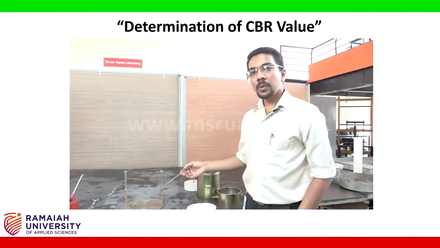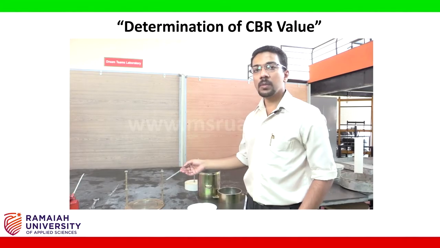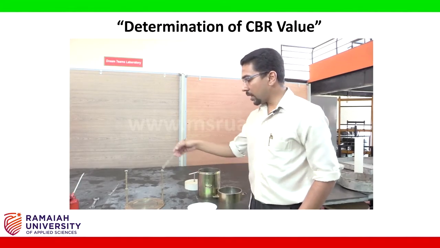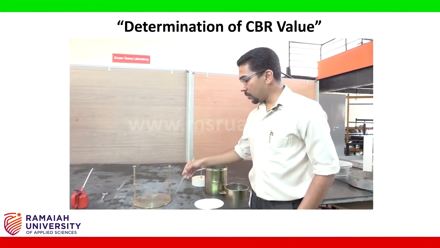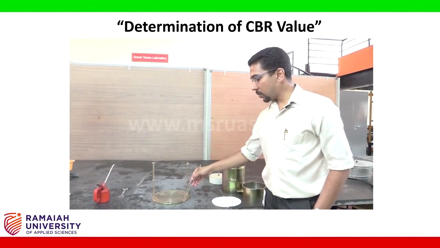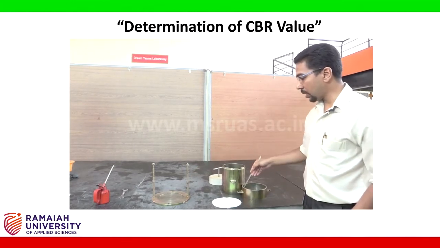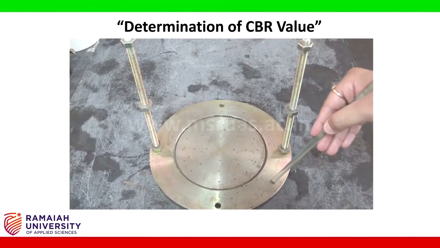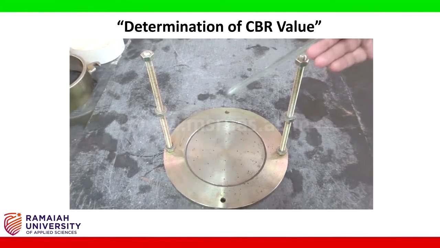To start with the experiment, we need to first prepare the specimen, and to prepare the specimen we need to make the arrangements for the mold to be fixed properly. So to start with, we are going to have the base plate with us, and now we are going to fix the mold as well as the collar with the base plate. First we need to take the base plate and then fix the CBR mold to this base plate.